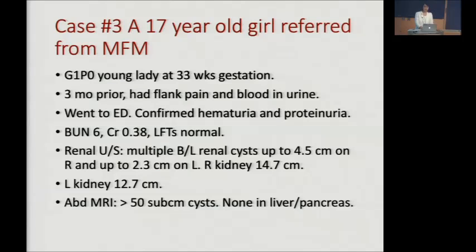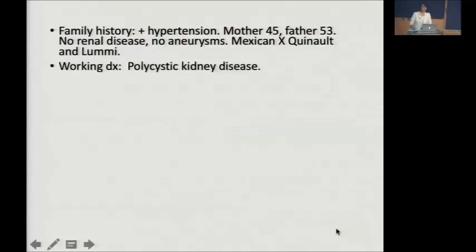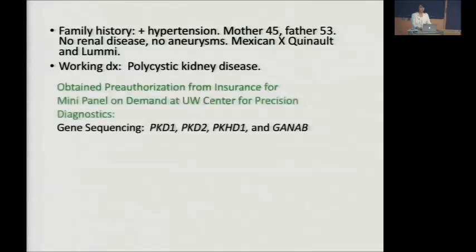On abdominal MRI, she had an enormous number of cysts, over 50 cysts, most of them being less than a centimeter, but no cysts were present in the liver or pancreas. So her family history was notable for hypertension. Both of her parents were living. Neither of them had renal disease. Neither of them had a history of aneurysms. Neither had had ultrasounds at that point. And her background is Mexican, Quinault, and Lummi, or Native American. So our working diagnosis for her was polycystic kidney disease then, based on her evaluation so far.